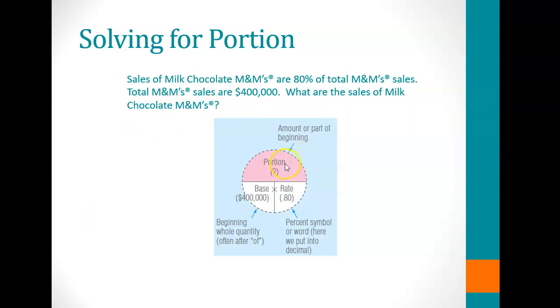So again, three elements being the portion, the base, and the rate. We have the base, total sales, which is $400,000. We have the rate, 80%. We're trying to solve for the portion. So because we know the base and the rate, we can multiply the base times the rate, and that would give us the actual portion. Therefore, the sales of milk chocolate M&Ms would be $320,000, which represent 80% of the total sales of $400,000.